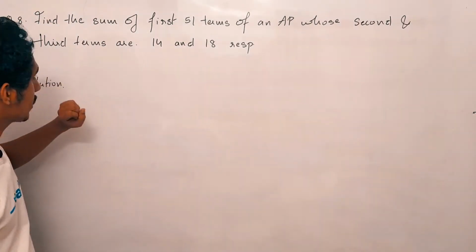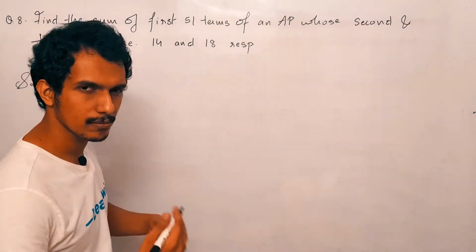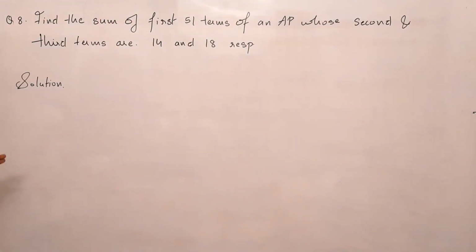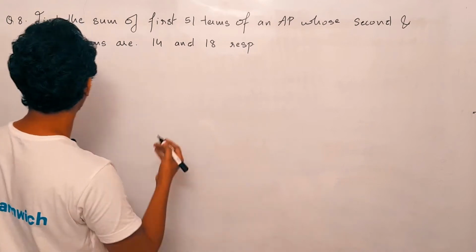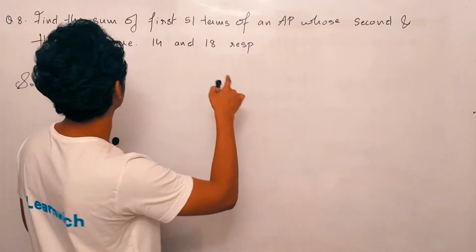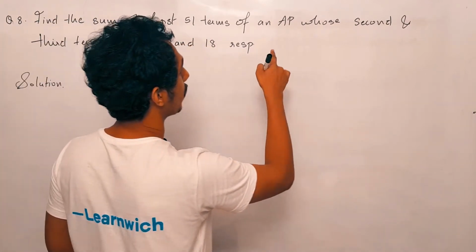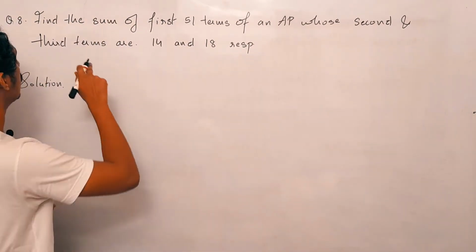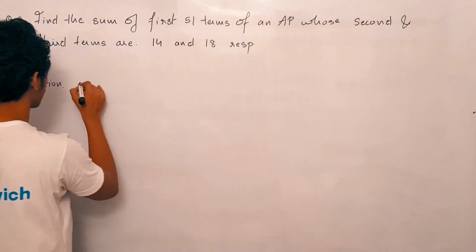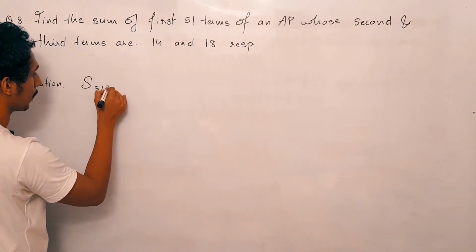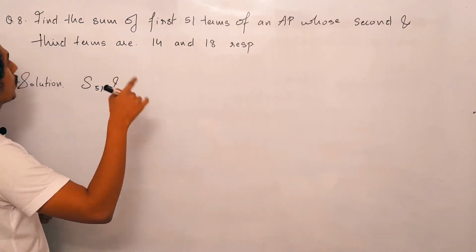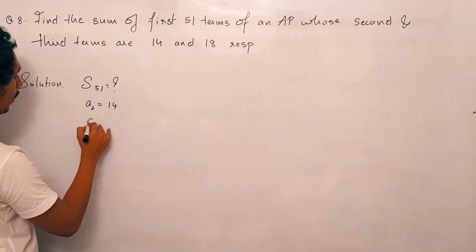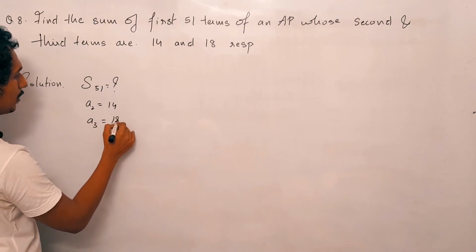So here's the 8th question. Very easy, but still, just to get the hang of doing questions, we'll do it. Find the sum of first 51 terms of an AP. So what are they asking? Okay, I'll read the question first. The sum of first 51 terms of an AP whose second and third terms are 14 and 18 respectively. They're asking for S51, whose second term, that is A2, is 14 and third term is 18.